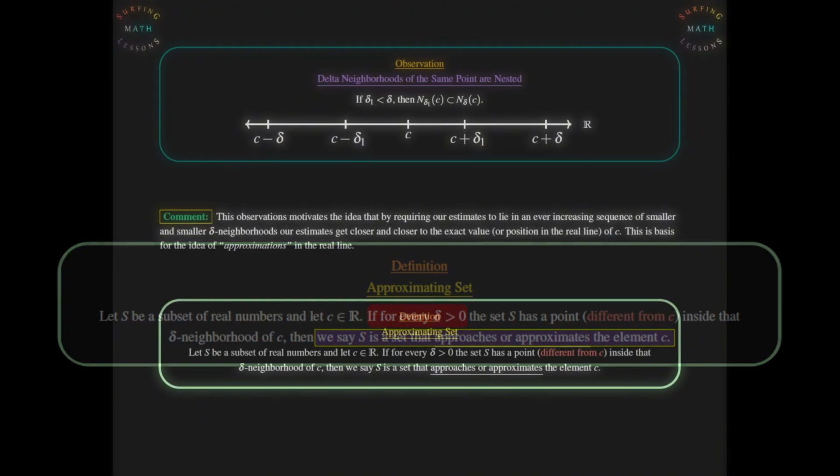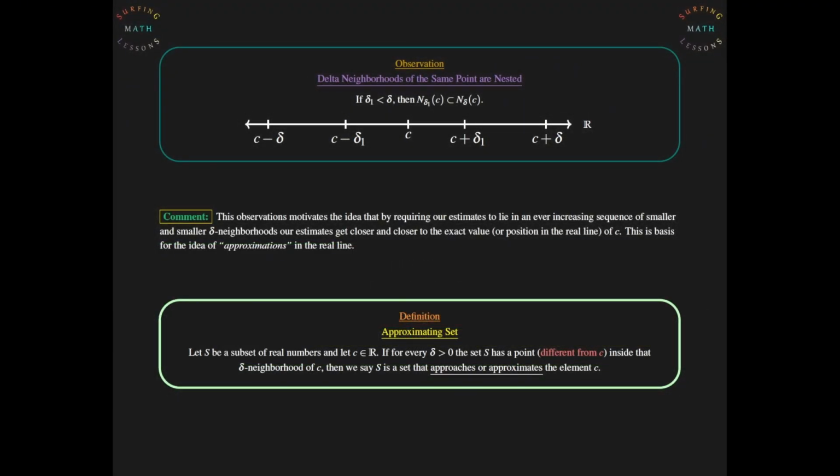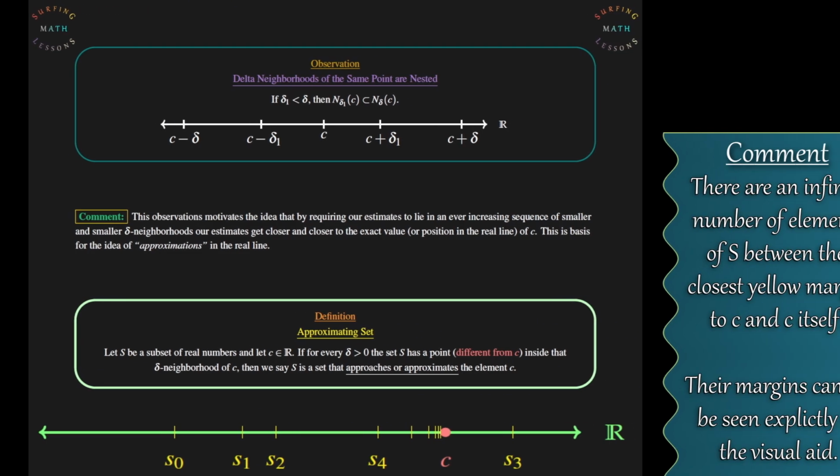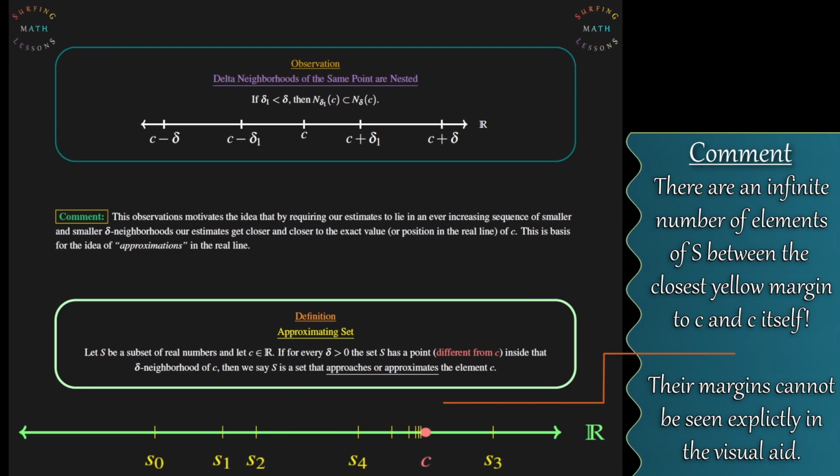A generic figure that may help visualize this definition is the following. Here the point c is fixed, and the margins in yellow correspond to the position of elements of the set S in the real line. As you can see, the elements of S cluster around c, leaving no small interval around c without some element of S in it.